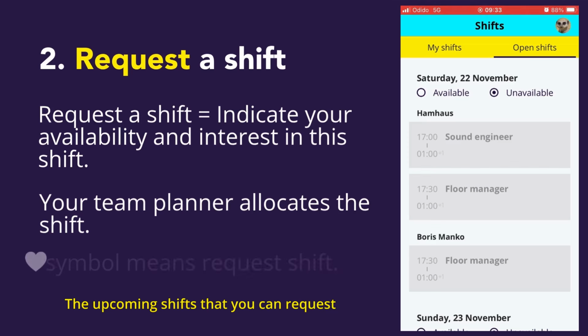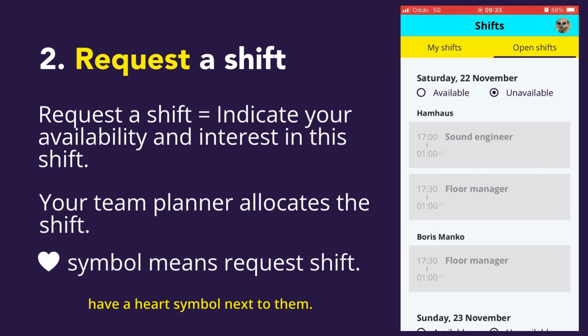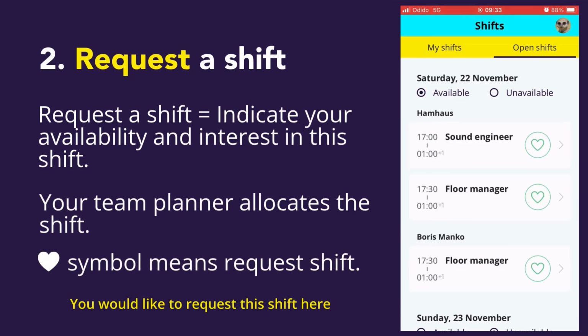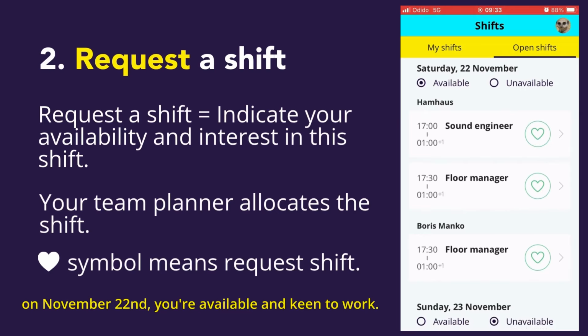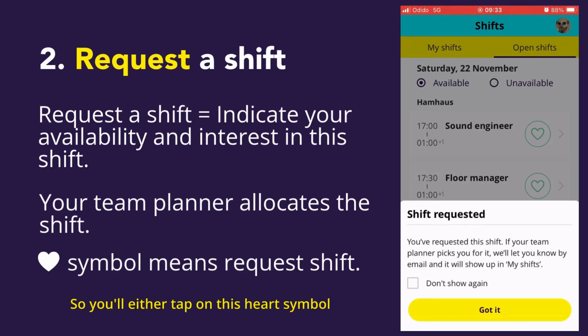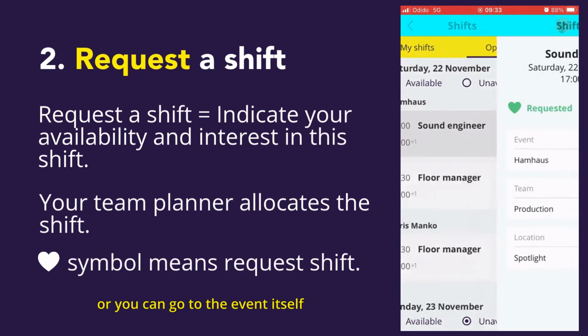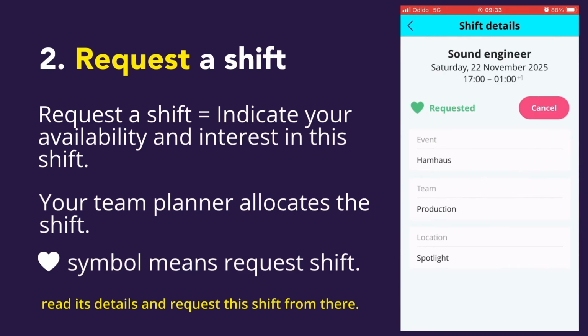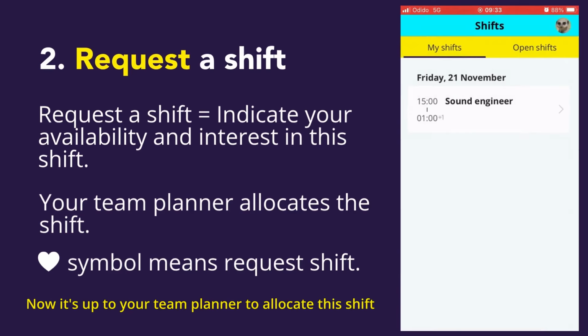The upcoming shifts that you can request have a heart symbol next to them. You would like to request this shift here on the 22nd of November. You're available and keen to work. So you'll either tap on this heart symbol or you can go to the event itself, read its details and request this shift from there. Now it's up to your team planner to allocate this shift to you.